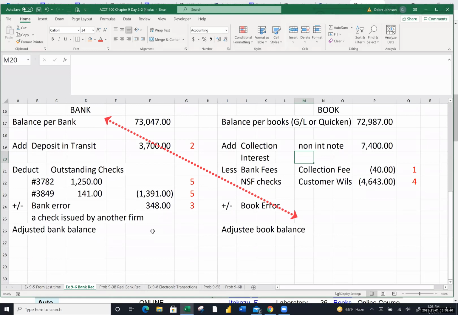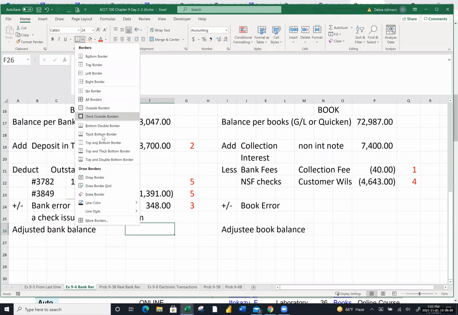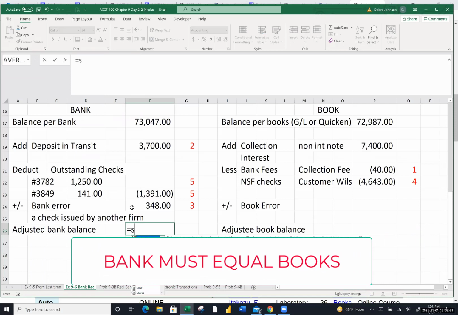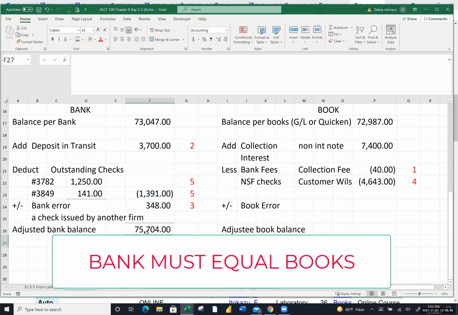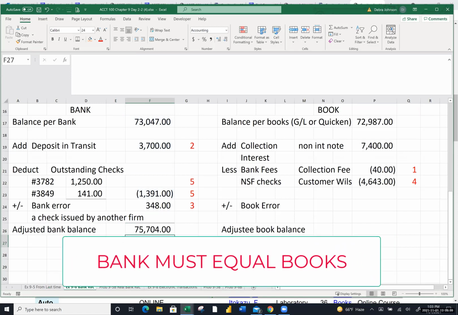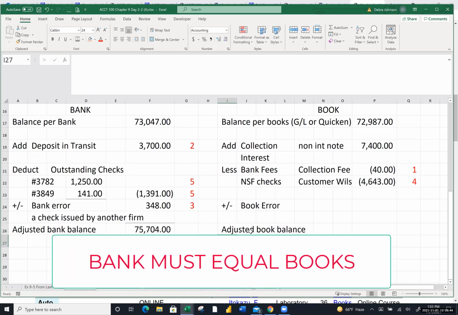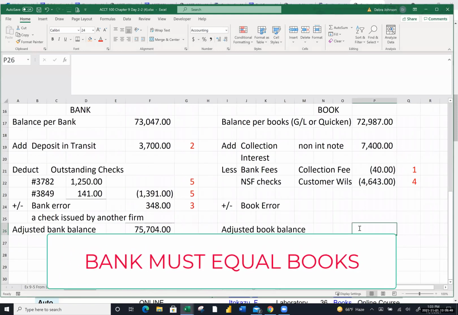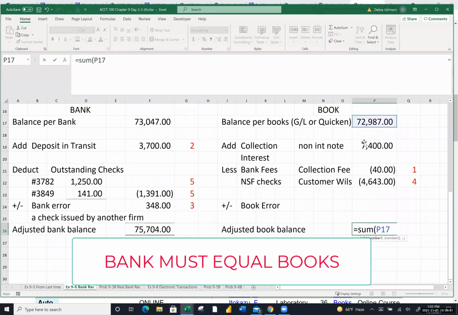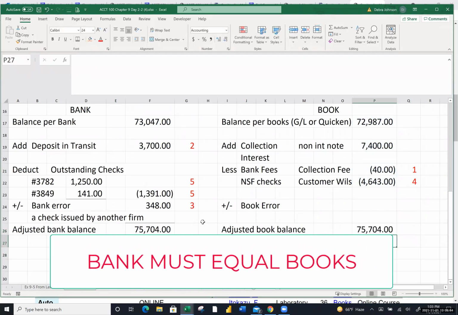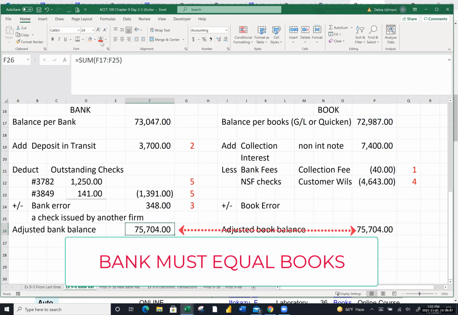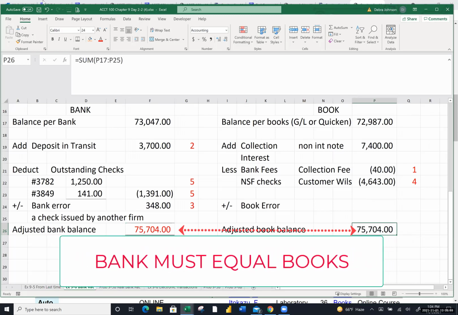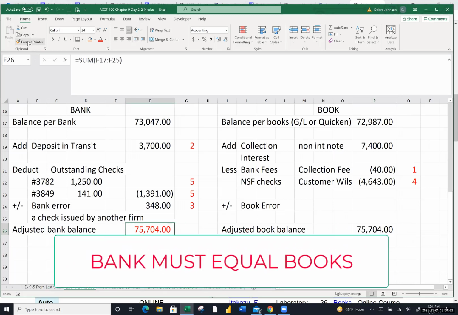And that's it, other than making sure that the 2 sides foot, that they balance out to each other, because if they don't, you're not done yet. You've missed something. So I get 75,704 on the left. I just saw a little typo that I made. Let me fix that. And when I come over to the other side and sum that up, hopefully we get the same thing. We did. These two should match, so I'll make it red. In fact, I think I'll just copy the format over to the other one.